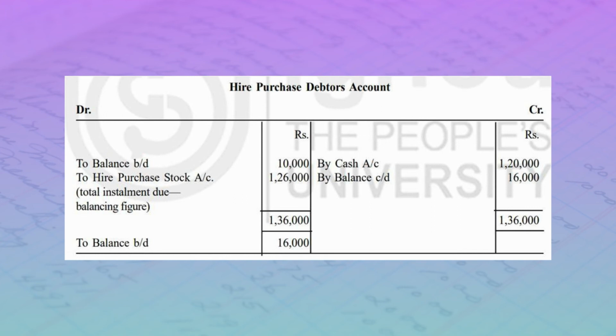1,26,000. So here the closing debtors balance was 16,000. If we calculate it next year, it will be brought down to the debit side, to balance b/d 16,000.